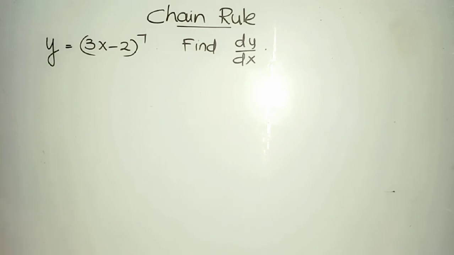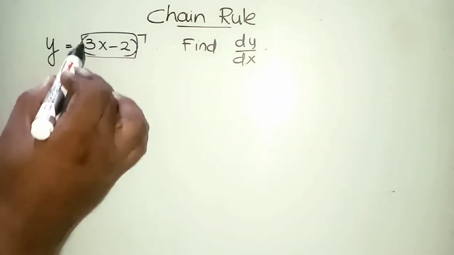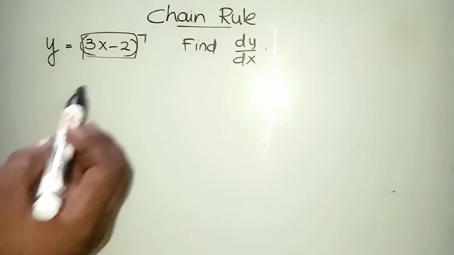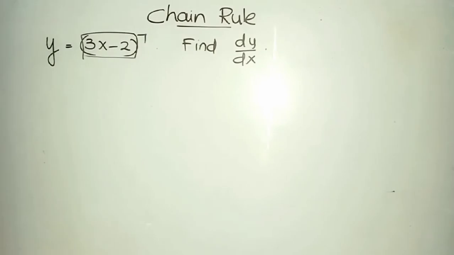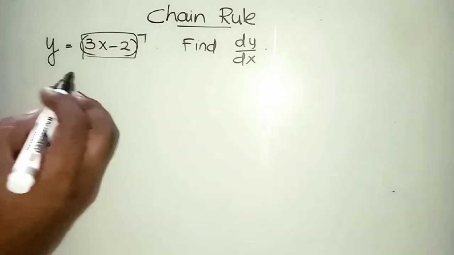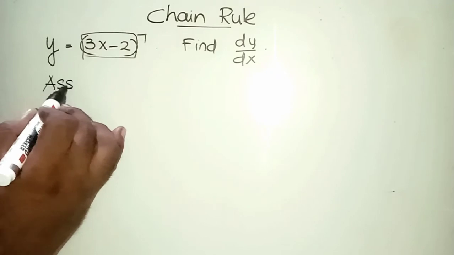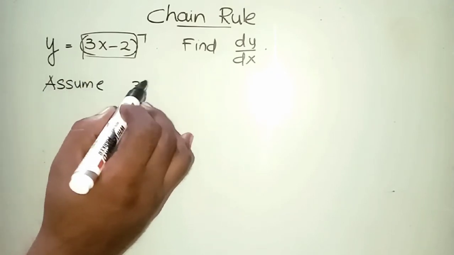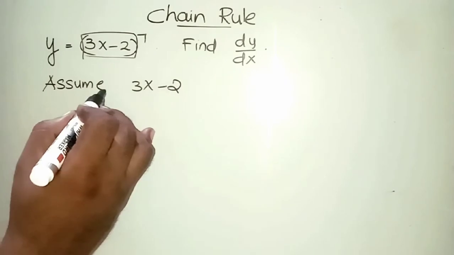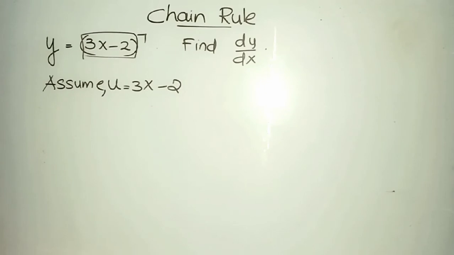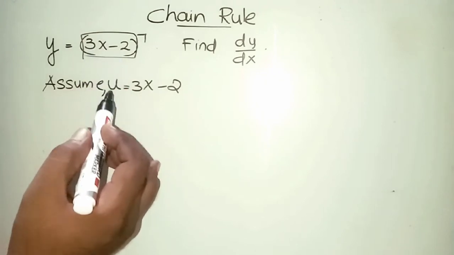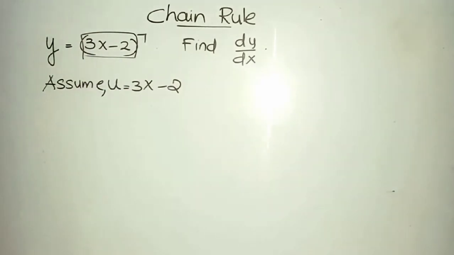So what we are going to do is make an assumption. Our problem is (3x minus 2) the whole raised to 7. If this is a single term, a small term like x raised to 7, it's easy for us to differentiate. So we assume 3x minus 2 as a term u. u is just an alphabet we use for differentiation, that's it. So u is equal to 3x minus 2.